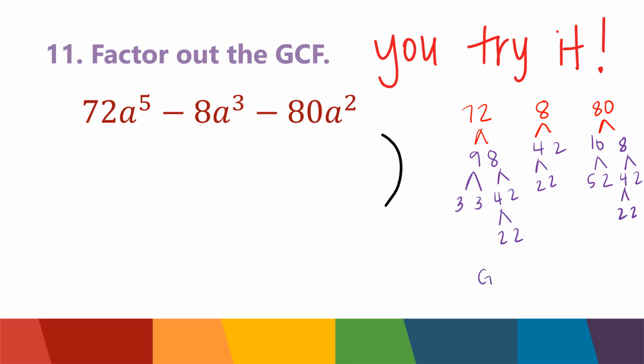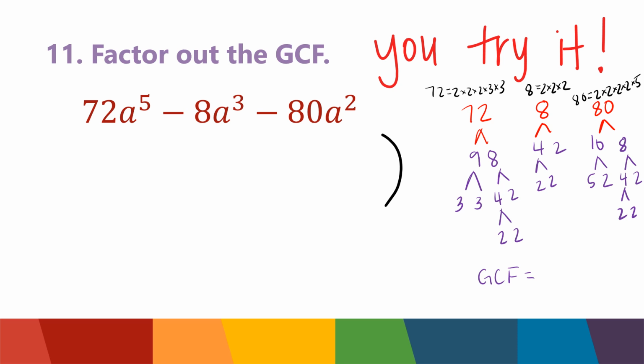Your GCF, what do they have in common? Well, it would probably be easier if we wrote out the prime factorizations. 72 is 2 times 2 times 2 times 3 times 3. 8 is 2 times 2 times 2. 80 is 2 times 2 times 2 times 2 times 5. So 4 2's and a 5.